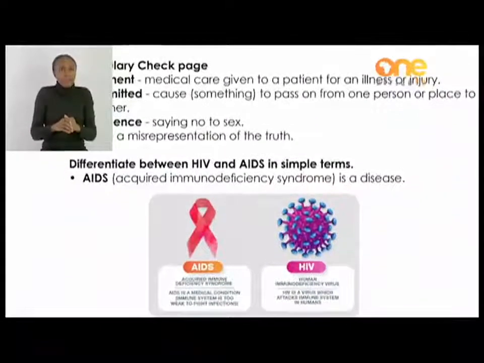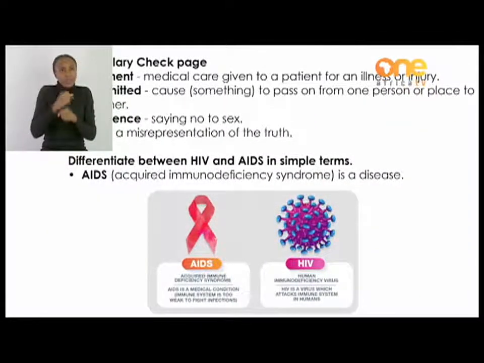There are a few words that we should quickly look at before we continue with the lesson. We have treatment. Treatment means medical care given to a patient for an illness or injury. Transmitted means causes of something or to pass on from one person or place to another. Abstinence means saying no to sex. Myth and misinterpretation of the truth.